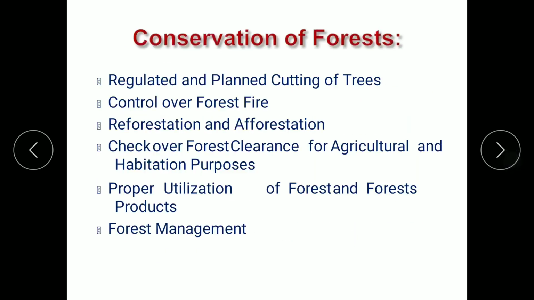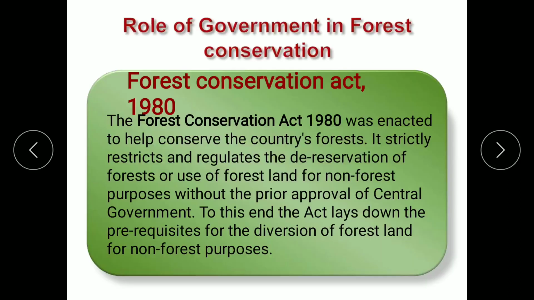So we have to take some forest conservation strategy. We have to regulate and plan cutting the tree. We have to control the forest power. We have to do the reforestation and afforestation. We have to check the forest clearance for agriculture and habitation purpose. We have to utilize the forest product in a judicious way, and we have to develop some forest management methods. Time to time they should be changed, properly monitored and improvised.